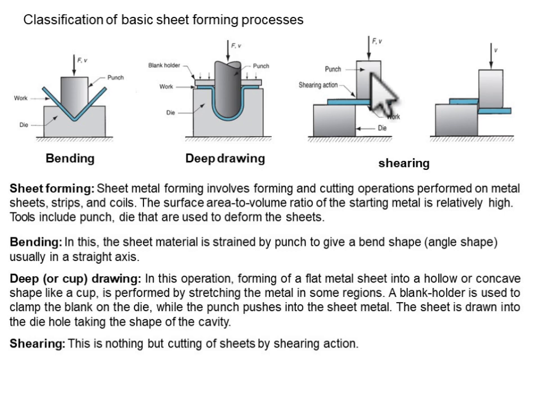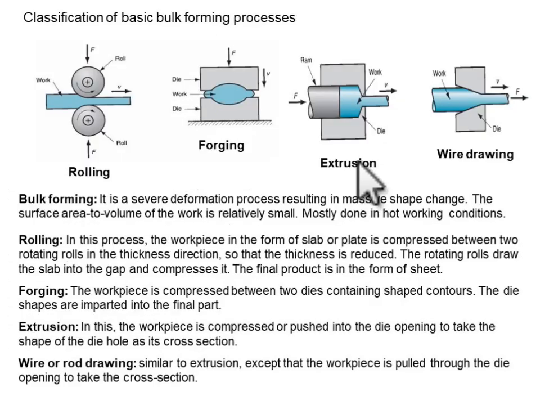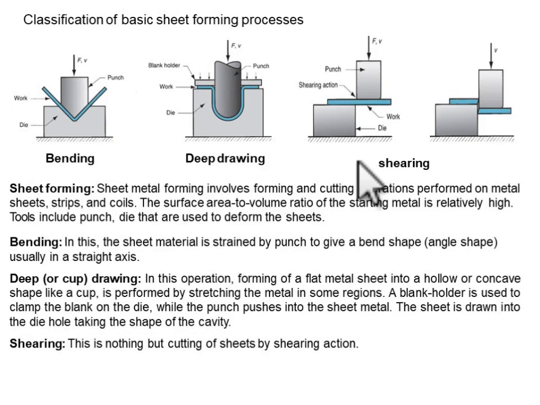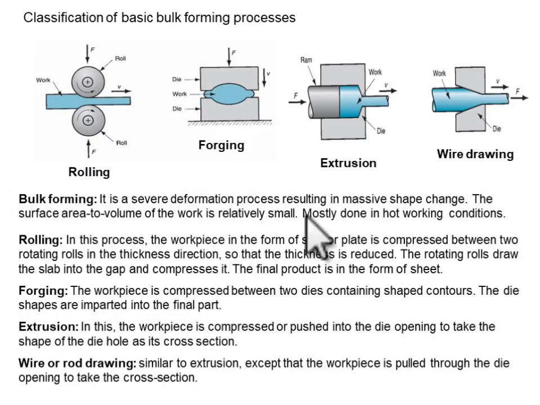Now the shearing process. Shearing process is nothing but the cutting operation by applying load. This way we can perform the shearing operation. So till here we have covered the bulk forming, different categories of bulk forming process, and these are the sheet forming processes. Now in the next lecture we will cover the hot and cold working. What is hot working, what is cold working, and then we will start separately with different bulk forming processes. Okay, thank you.